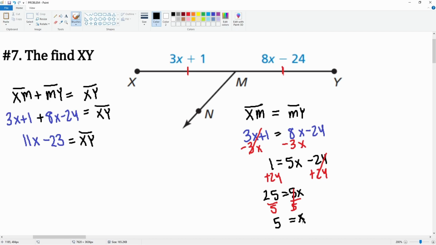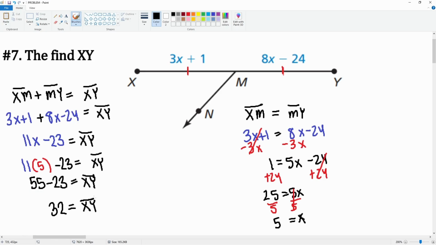Now, since we know the x value, we can plug it back into our equation. 11 times 5, which is represented by x, minus 23 is equal to line segment XY. 11 times 5 is 55, minus 23. Let's simplify that. 55 minus 23 gets you 32, which equals line segment XY.